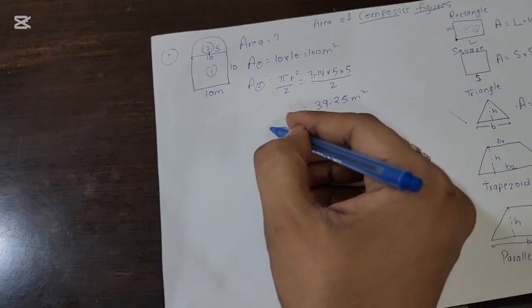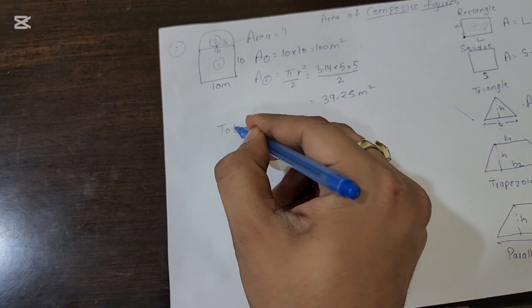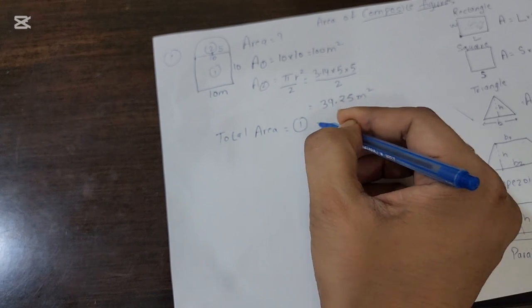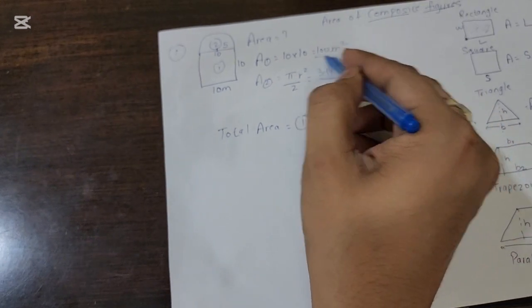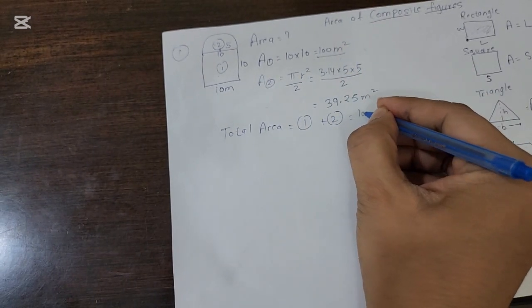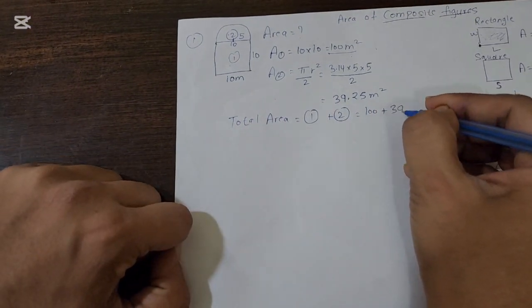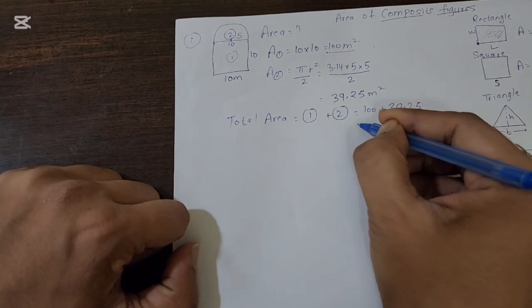Okay, now what will be my total area? The total area will be the sum of number 1 plus number 2. Number 1 was how much? 100 plus number 2 is 39.25. Okay, so this will become how much?